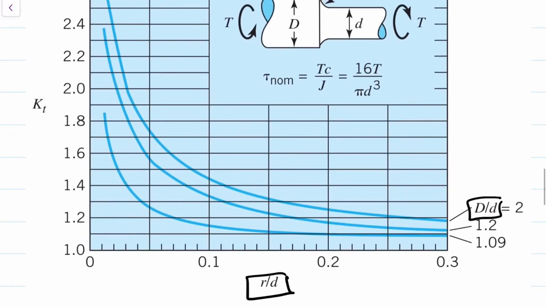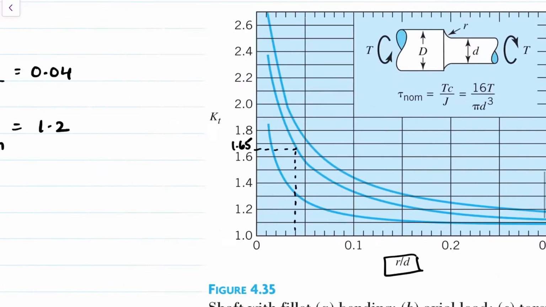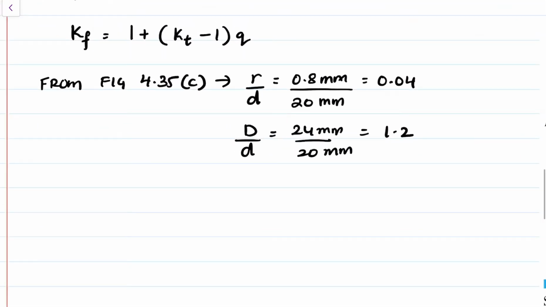So we can go back to that plot. So 0.04 is here, and 1.2 is our second line conveniently. So that's going to be, I would say, close to 1.7, but not quite. It's actually somewhere here. So I would say this is 1.65. Okay, 1.7 is not entirely wrong, but you want to be as close as possible. So based on figure 4.35, Kt is equal to 1.65.